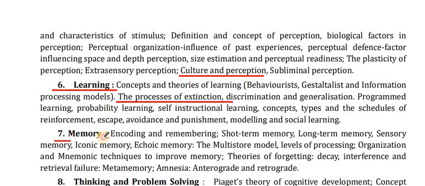Point number 7, memory. Encoding and remembering, short-term memory, long-term memory, sensory memory, iconic memory, echoic memory, the multi-store model, levels of processing, organization and mnemonic techniques to improve memory, theories of forgetting: decay, interference and retrieval failure, metamemory, amnesia, anterograde and retrograde.